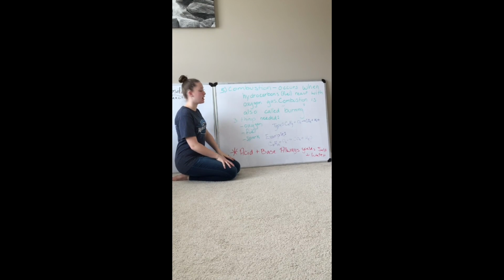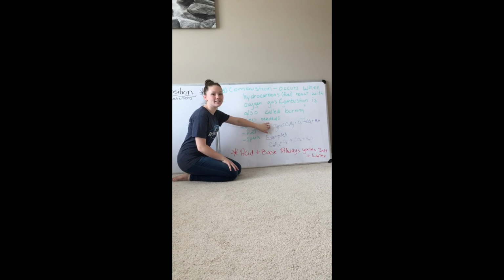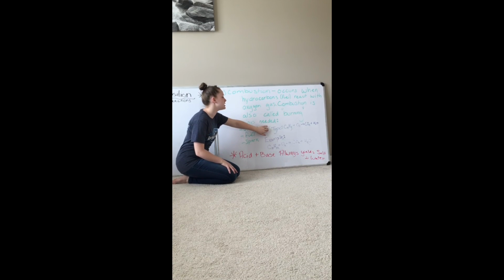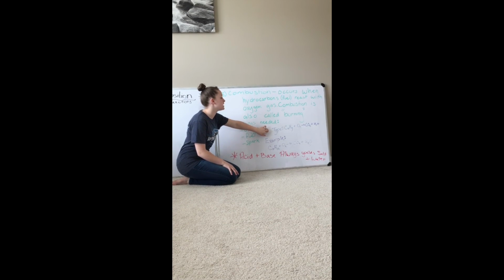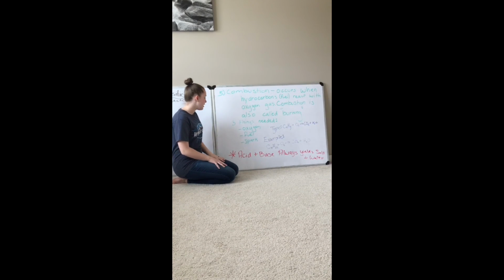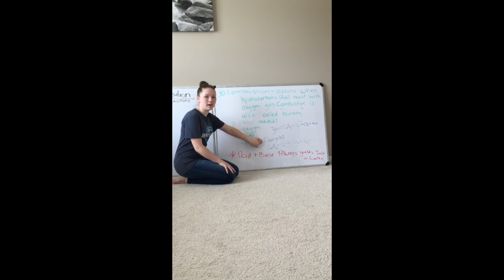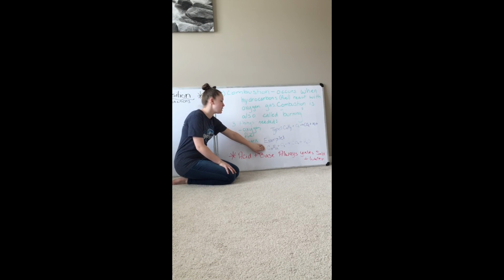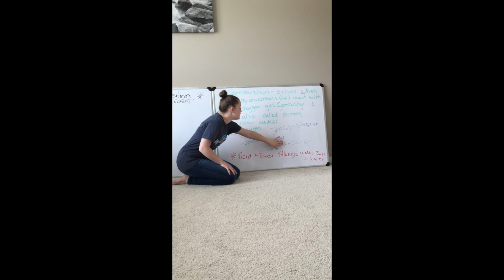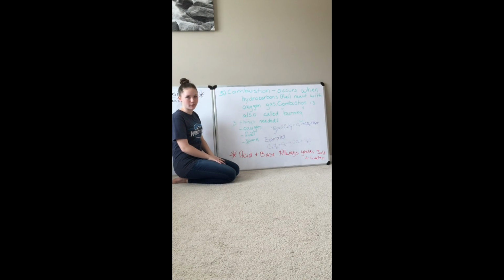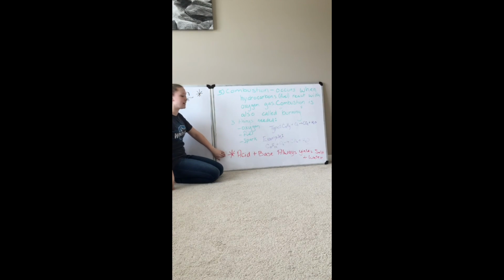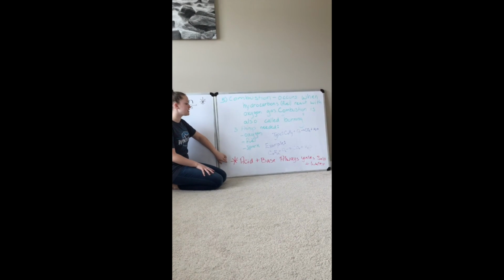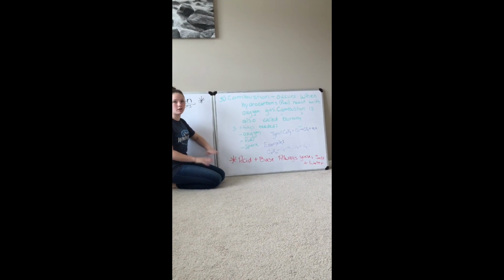The type for combustion is CxHy plus O2 yields CO2 plus H2O, always. An example of that would be C11H22 plus O2 yields CO2 plus H2O. And then when we have an acid and a base, it's always going to yield salt and water. Always, always, always.